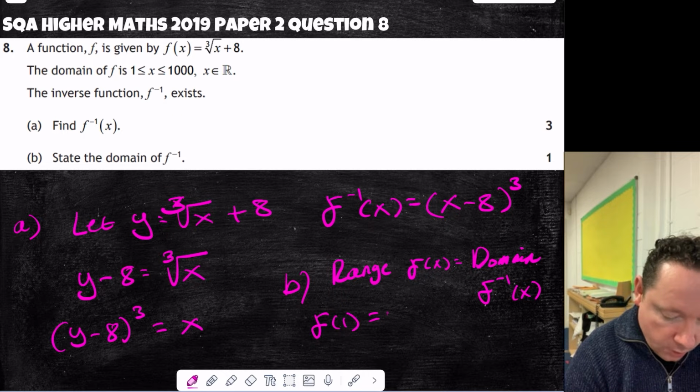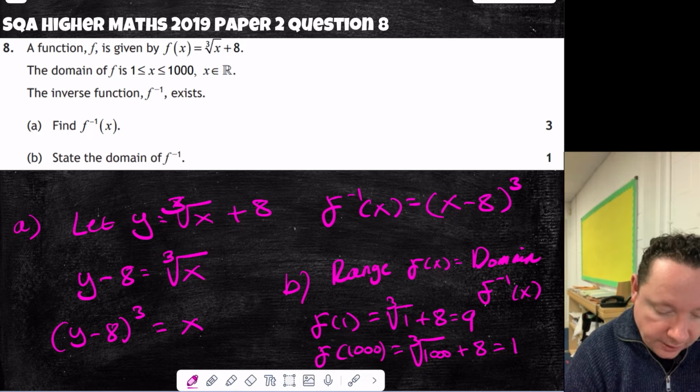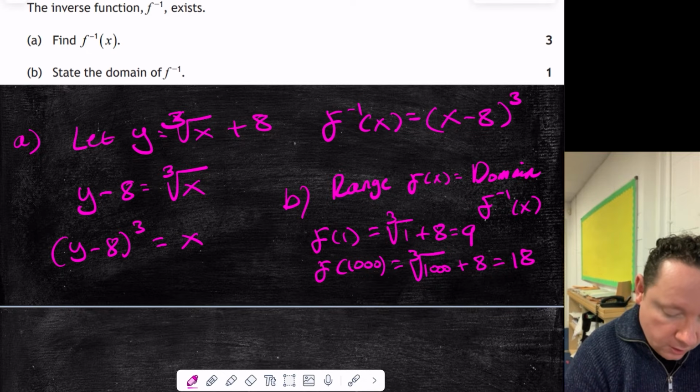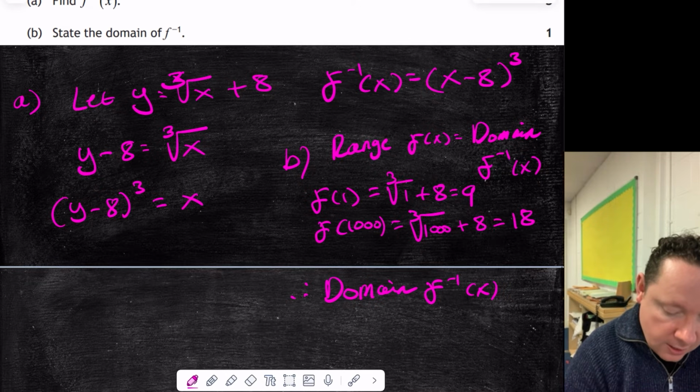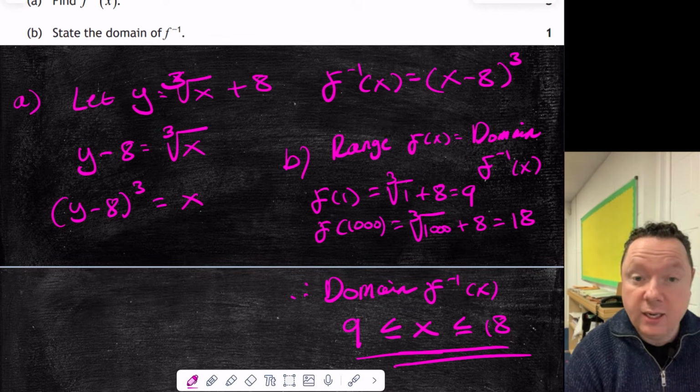Well, that's the cube root of 1 plus 8, which equals 9. And f of 1,000, which is the highest number it can be, is the cube root of 1,000 plus 8. Well, 10 times 10 is 100, times 10 is 1,000, so that's 18. So therefore, the domain of the inverse function is 9 is less than or equal to x is less than or equal to 18. And we're done there. It's between 9 and 18.